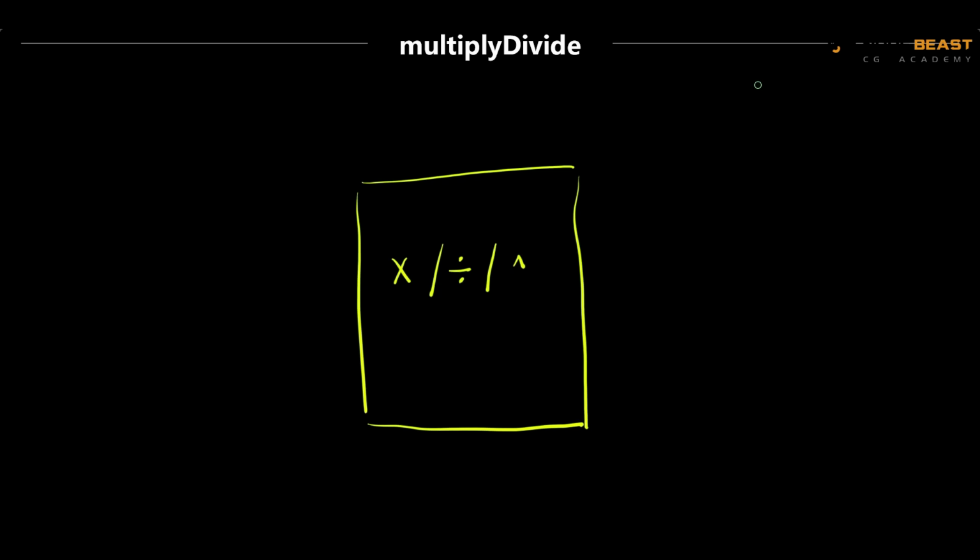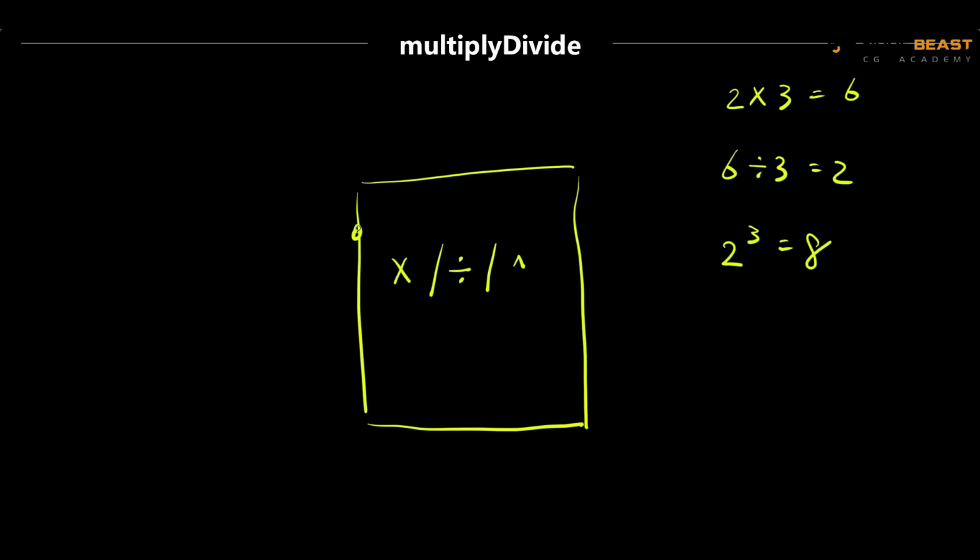Multiply we're very familiar with. 2 times 3 equals 6. Divide we're also very familiar with. 6 divided by 3 equals 2. So what does power mean? 2 to the power of 3 equals 8.